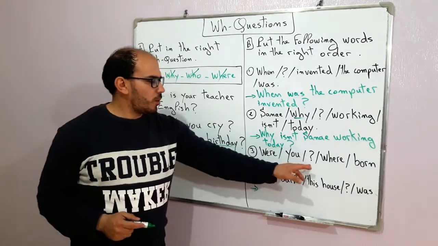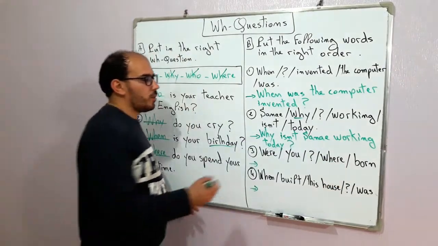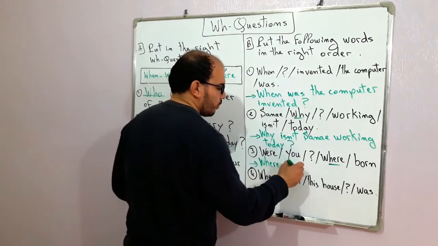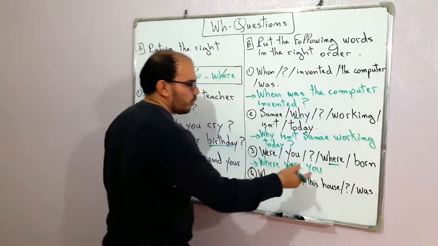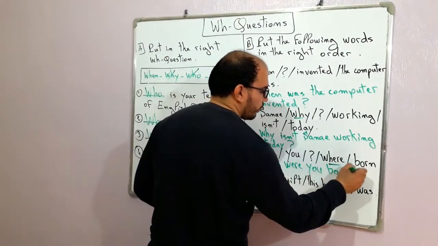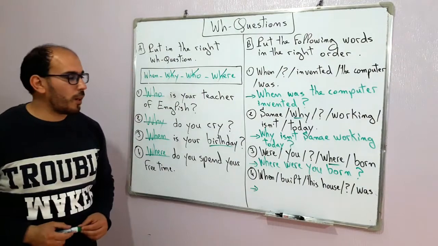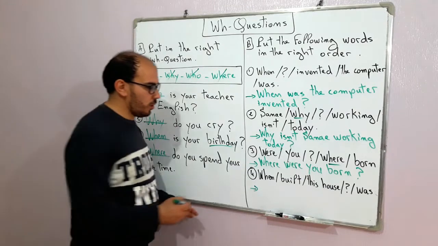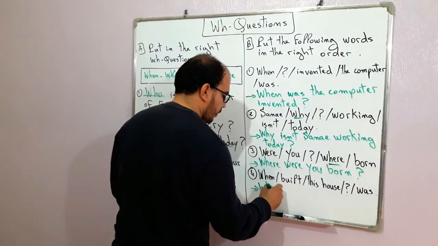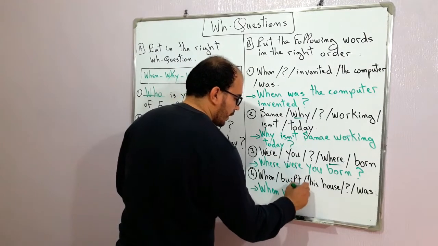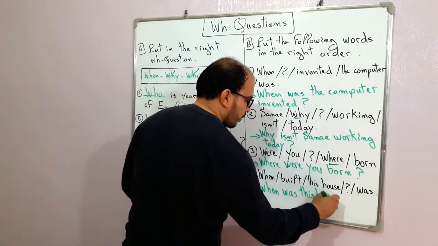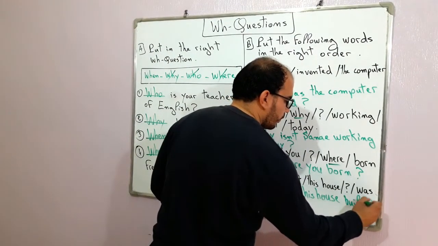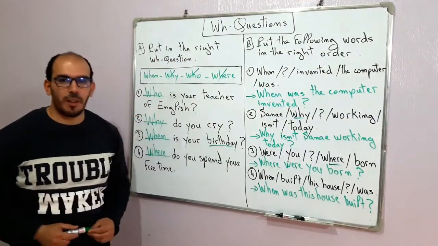Were you, WH question, born? So we have where, so it comes first. Where were you? Where were you what? Born. Then question mark. Where were you born? When built this house? Question mark was. So we have when. When was what? This house. When was this house built? And then we have question mark.